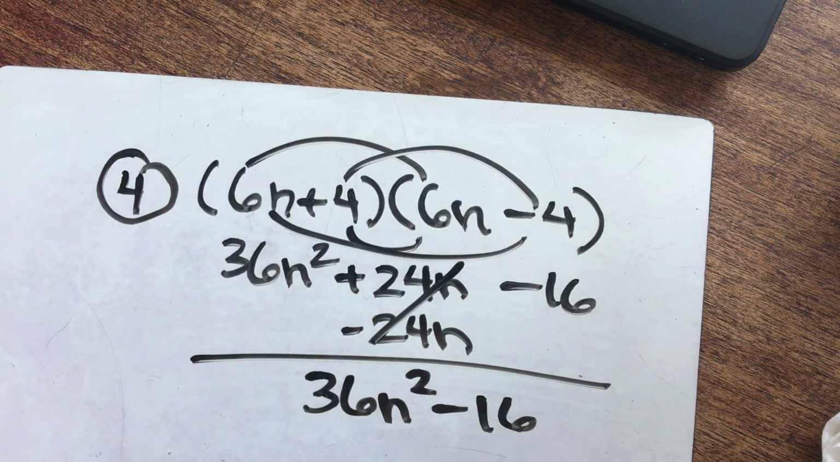Now I want you guys to try questions 5, 6, 7, 8, 9, and 10 on your own. So the next 6 you do, take notice. Do I have conjugate binomials, or do I have the same binomial twice, which tells me that my middle term will just double? So you go ahead, tackle the next 4.